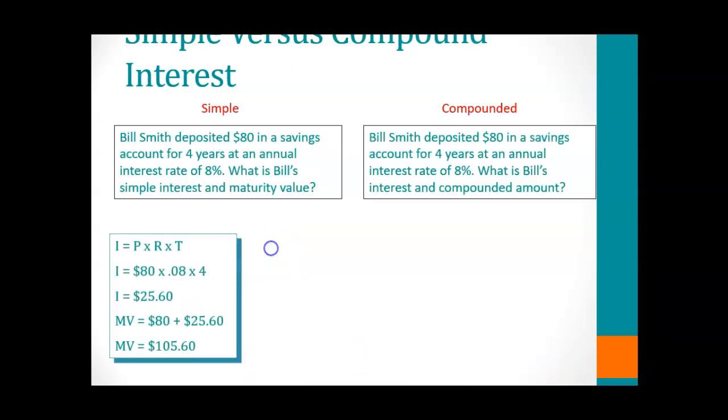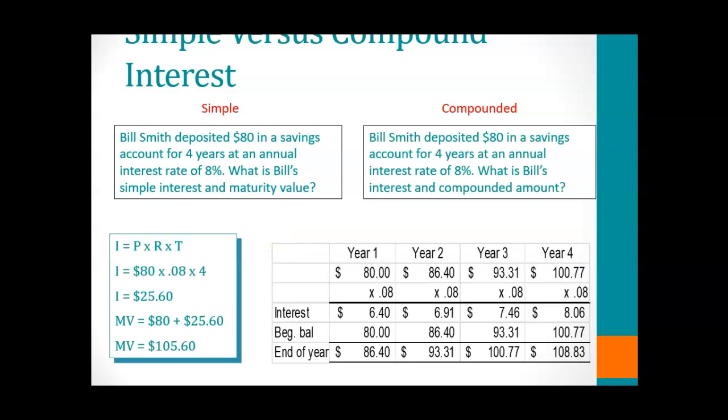We're going to first compare simple interest against compound interest. So with simple interest, you only earn interest on the principal amount. Again, with simple interest, you will only earn interest on the principal amount. So if you invest $80 and leave it in an account for 4 years at a rate of 8% earned annually, we're saying what's the amount of simple interest and the maturity value at the end of 4 years.